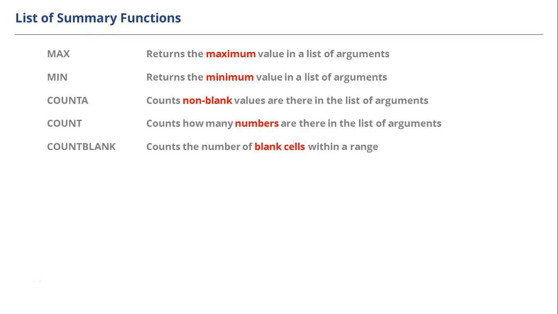Next is the count blank function. As the name indicates, this function counts the number of blank cells in a range. This is a very useful function for identifying missing values in a data table. For example, if you have a data table with 1000 rows of data, you can use the count blank function to find out whether any of the columns in the table have blank or missing values.